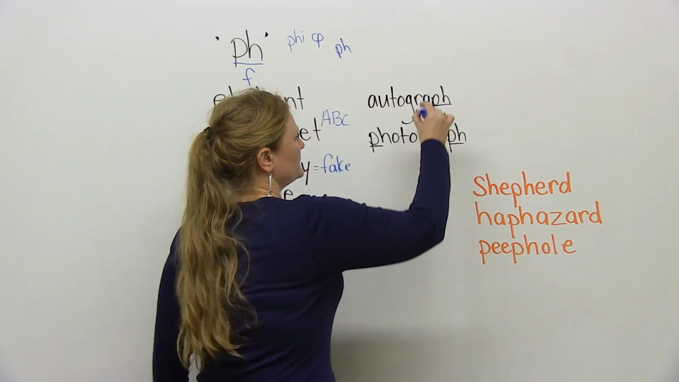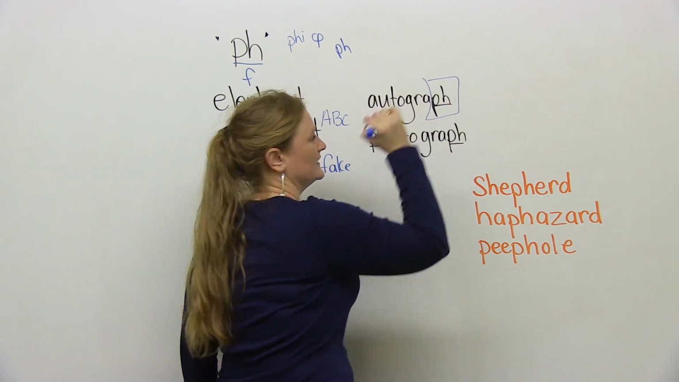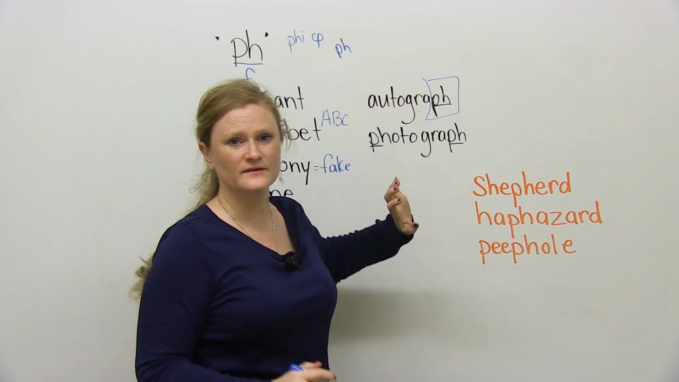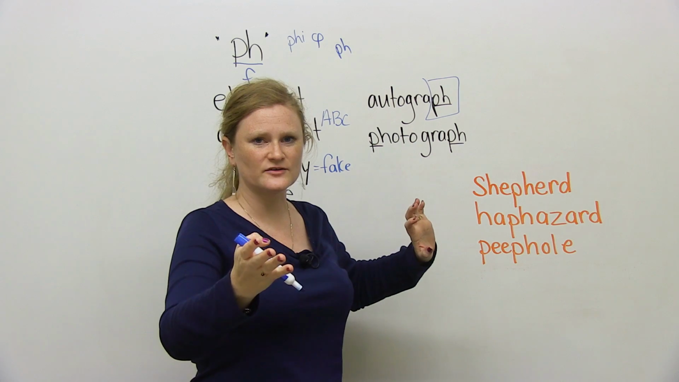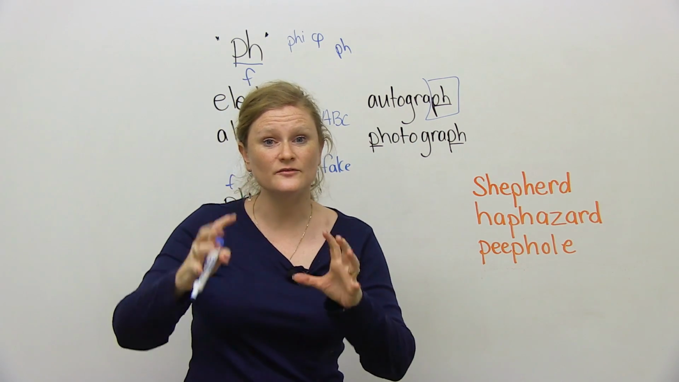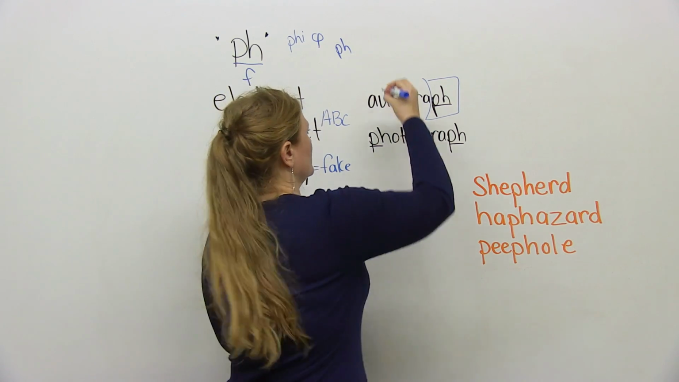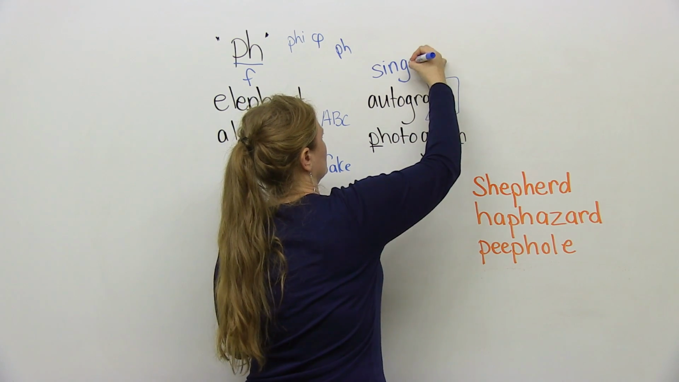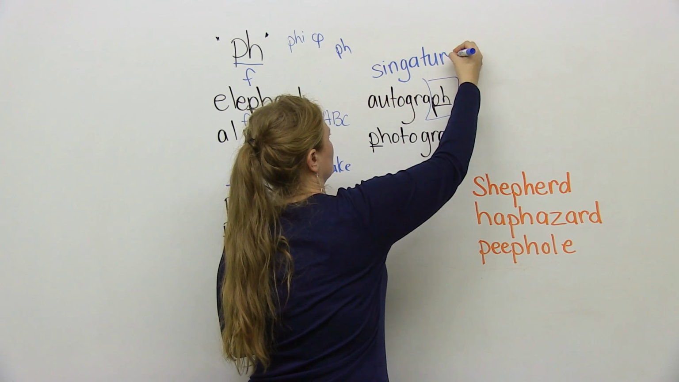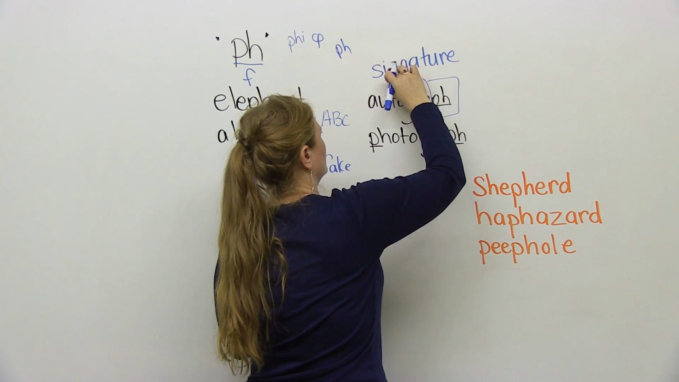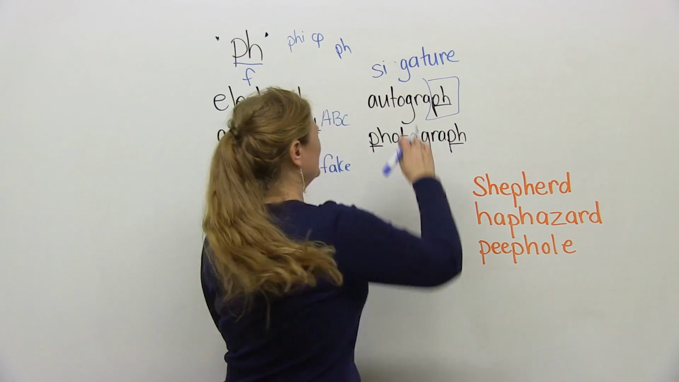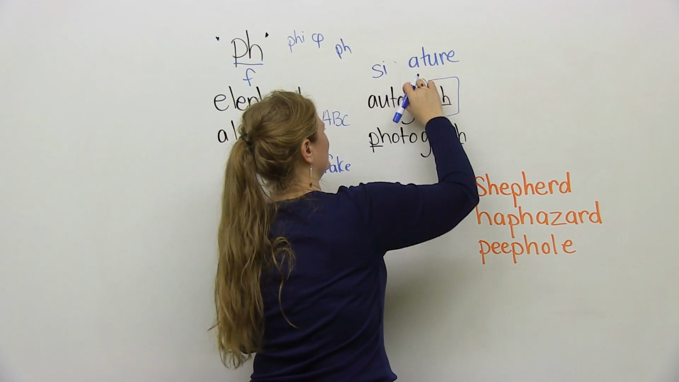Good. Next one we have is autograph. So sometimes the PH is at the end of the word. Again, it's an F. So we say autograph. Do you know what an autograph is? A lot of people mix the word autograph and signature up. I can't even spell the word now, let alone teach you how to do it.